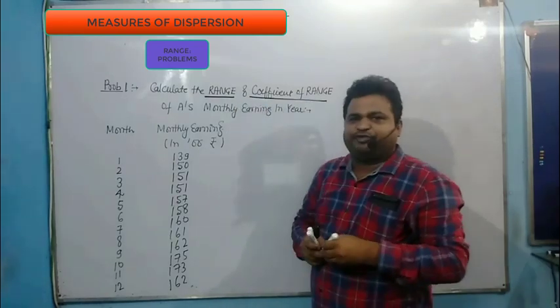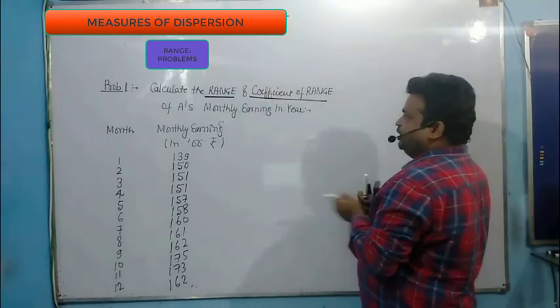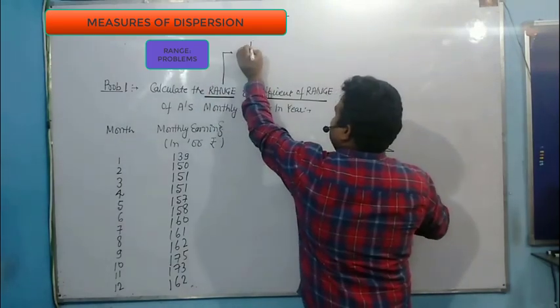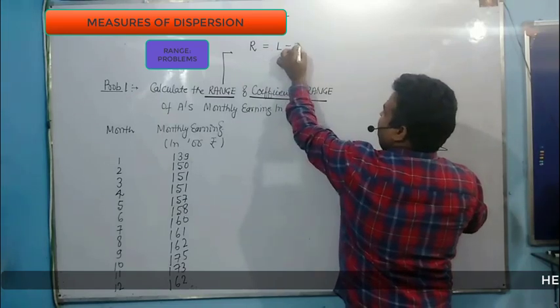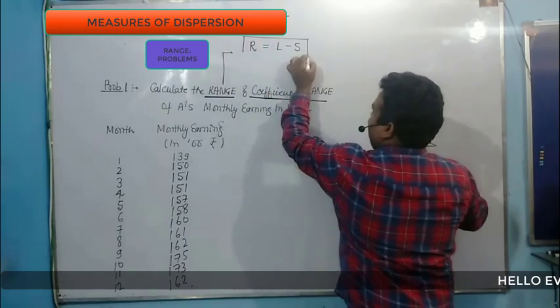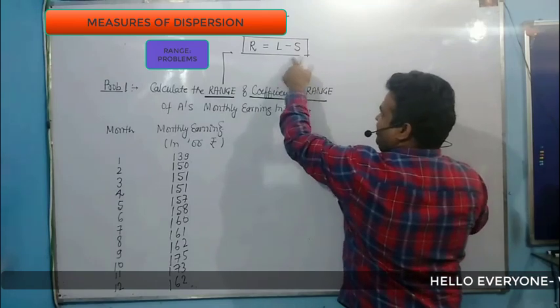आपको range निकालना है, coefficient of range निकालना है. So first you need to remember the range formula. What is my range formula? My range formula R is nothing but the largest value in the data set minus the smallest value in the data set. So you need to calculate this first: largest value and smallest value.